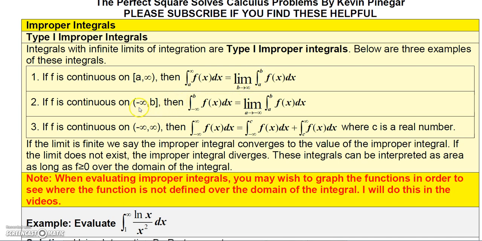But if you integrate from negative infinity to b, then you put the negative infinity at the lower end and b at the upper end, and then you take the limit of that integral from a to b as a goes to negative infinity. And if you're integrating from minus infinity to infinity, you have to pick a number between minus infinity and infinity, just any real number c, and then integrate from minus infinity to c, and then from c to plus infinity. So let me show you one of each type here. I'm going to do the first type first.